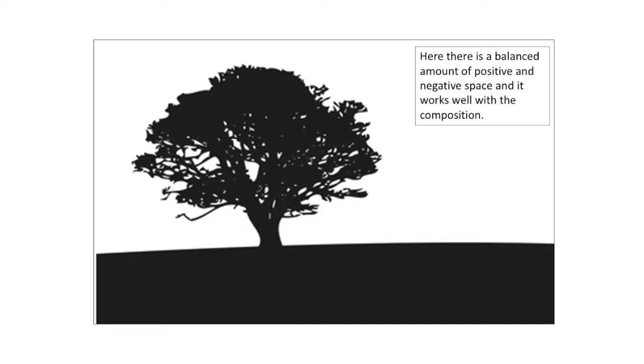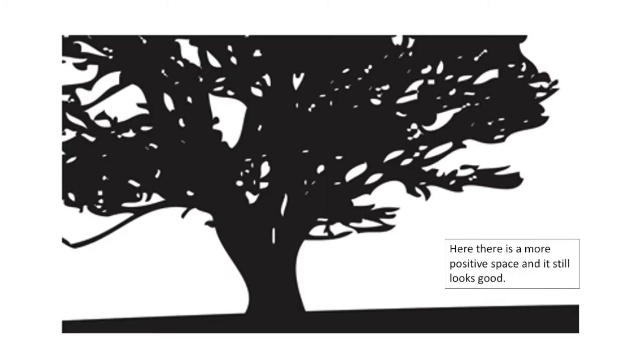So specifically, look at this composition. This is kind of balanced. We have negative space, we have positive space, and that can work really well when the two are pretty balanced. You can also zoom in where you have more positive space than negative space. Here the tree takes up more space than the empty white around it. That can still look really good.